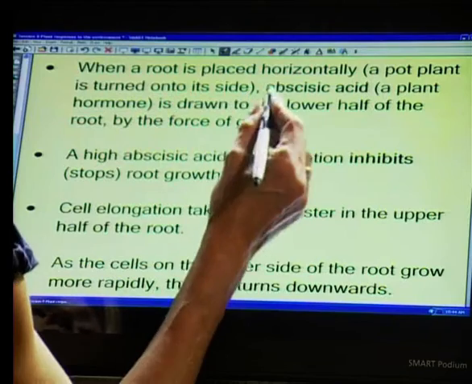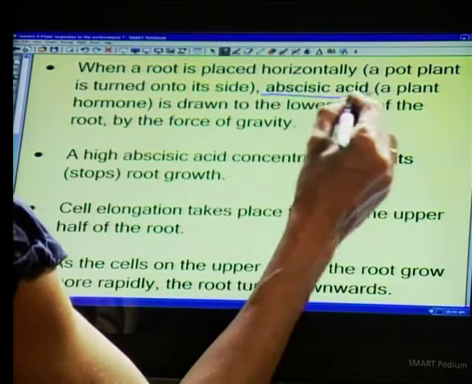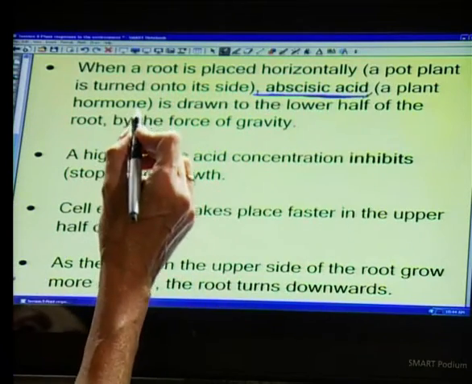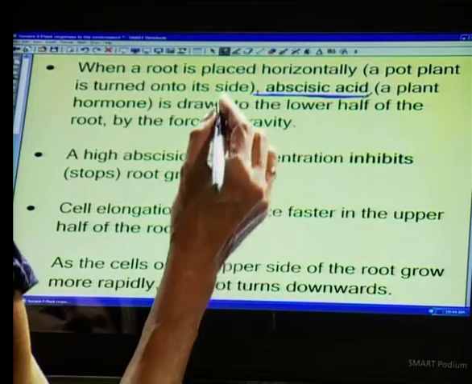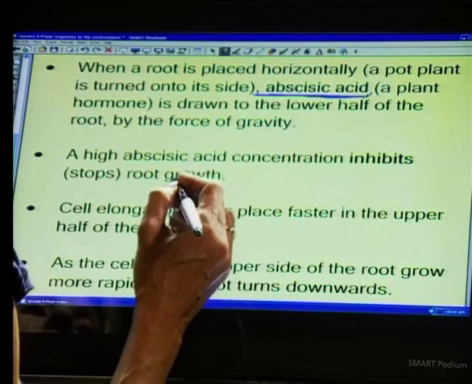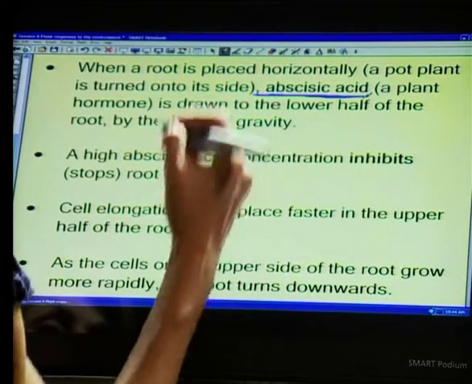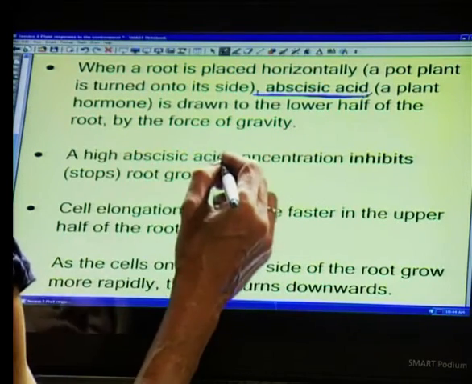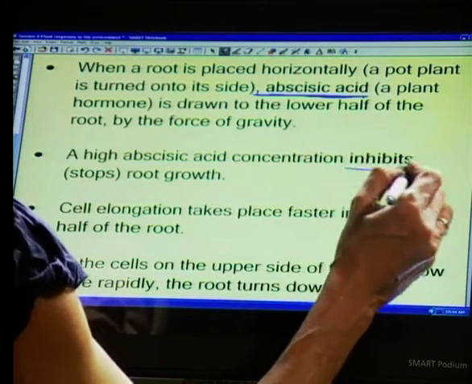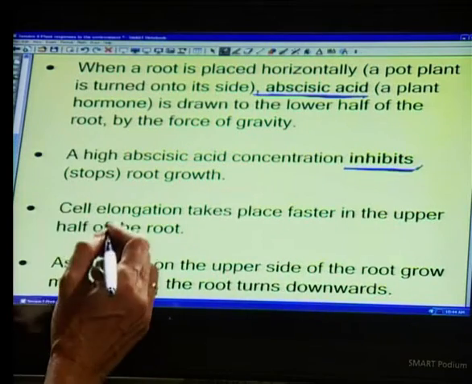The roots are going to move this way. Now they were lying horizontally, but what happens now? The roots are going to grow downwards. Why? Gravity is there, not that way. So when this pot plant is turned onto its side, abscisic acid now plays a role. Okay, it's a plant hormone and it's drawn to the lower half of the root by the force of gravity. It's pulled there. And the high abscisic acid concentration inhibits or stops the root growth.